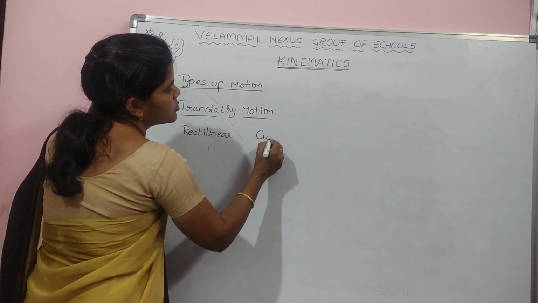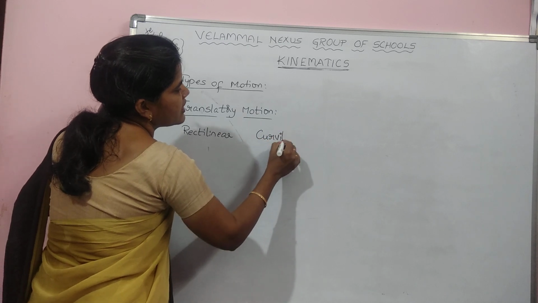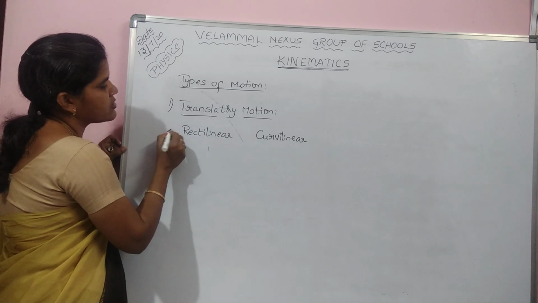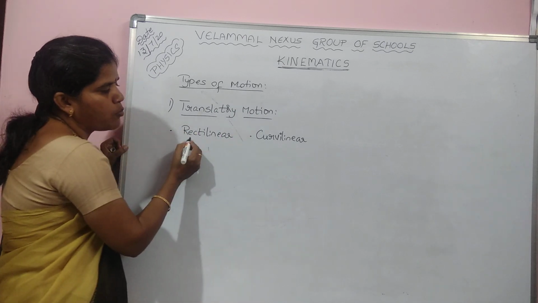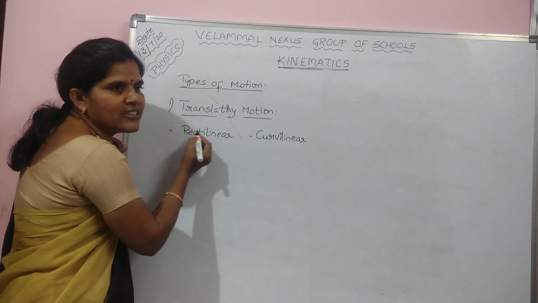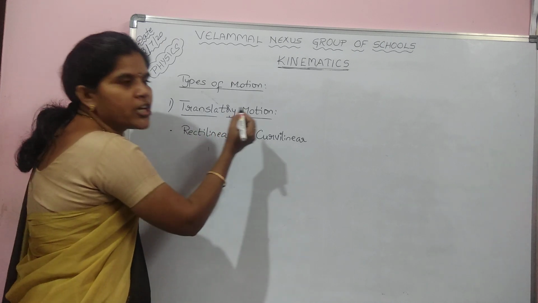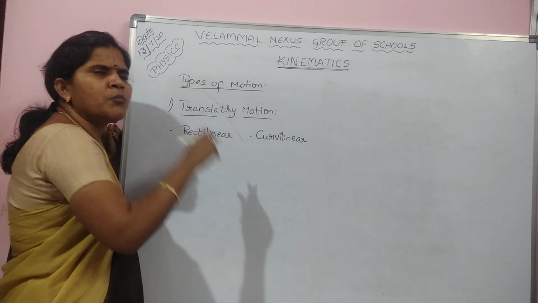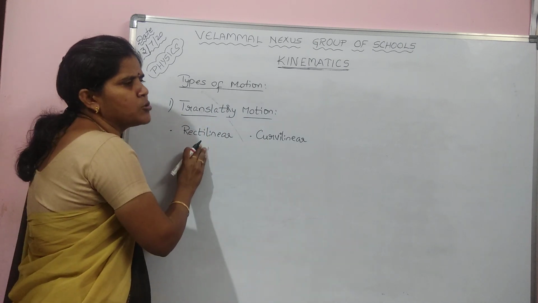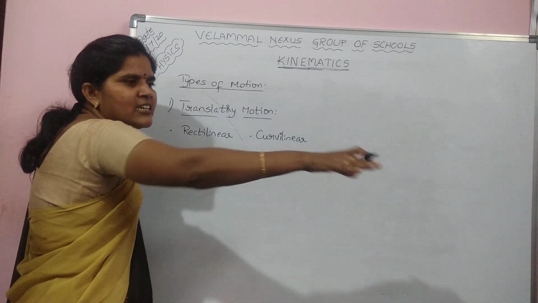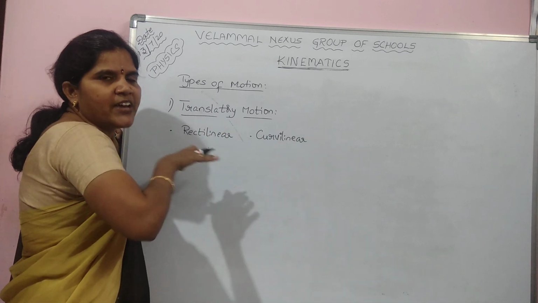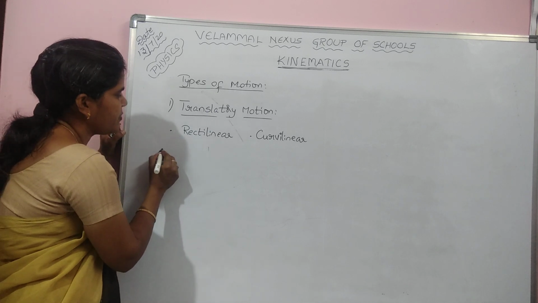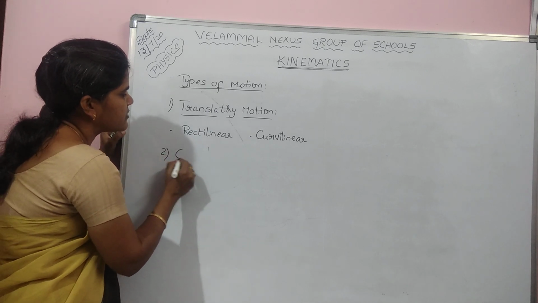What is rectilinear motion? What is curvilinear motion, children? Come on, just have a revision over this. If a body moves in a straight line, then it is rectilinear motion. If a body moves in a curved path, then it is curvilinear motion. Any body moving on a straight road is in rectilinear motion. A car or vehicle taking a turn on a curved path is in curvilinear motion. Next one is circular motion.